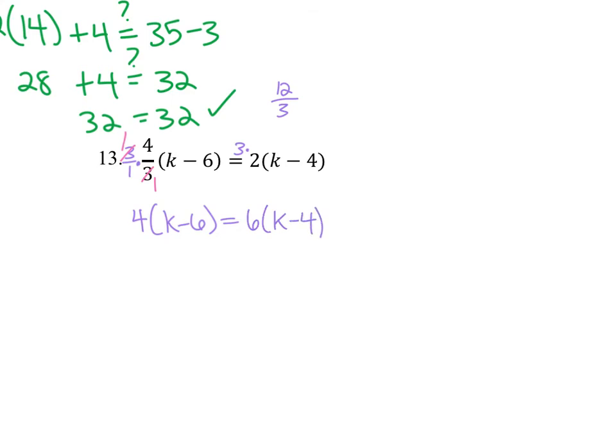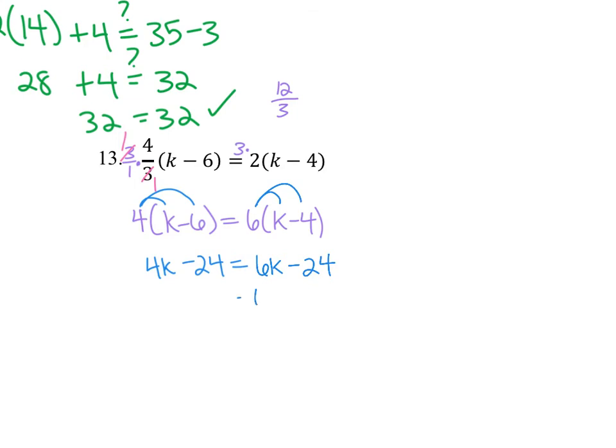Okay, now notice we don't have any fractions we have to deal with because we multiplied by that 3. So now we just have integers that we can distribute. So let's do it. 4 times k gives us 4k. 4 times 6 gives us 24, but we're subtracting it, so it's minus 24 is equal to. Then we want to distribute 6 times k gives us 6k, and 6 times a negative 4 is negative 24, so we're subtracting 24.